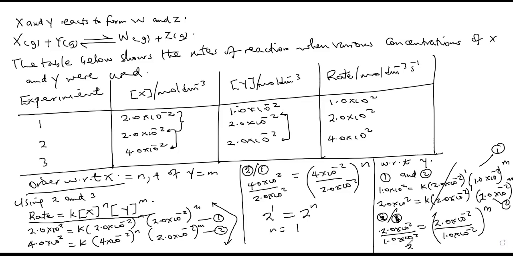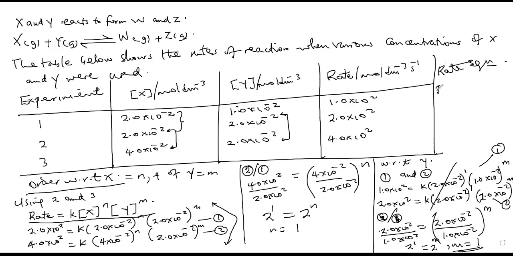So this is 2 here. When you divide this, you get 2 power 1. It's going to be equal to, when you divide this, we will get 2 to the power m. By comparing, we're going to get your m as 1, and you conclude that, therefore, the order of reaction with respect to y is also 1. Part 2. They want us to write an expression for the rate equation. Rate equation.